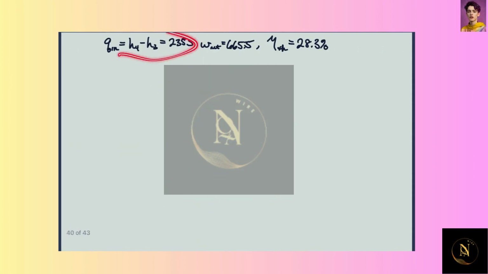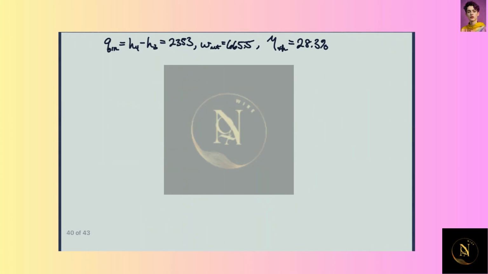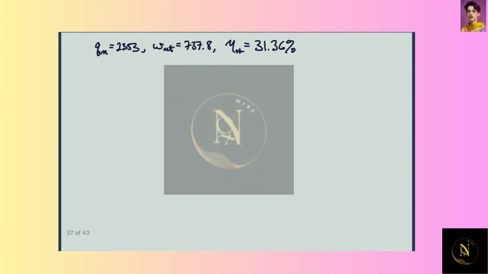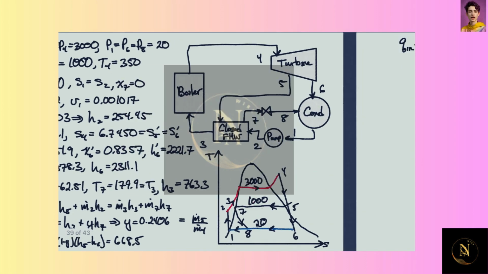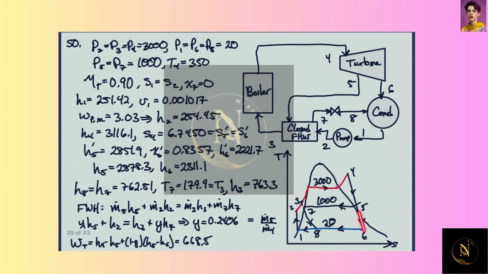Heat transfer in actually winds up being the same because H3 and H4 is the same as in problem 48. The net work is different because the work we got out of the turbine is different. The work we put in the pump is the same. So we get 665.5 kilojoules per kilogram. And so then the thermal efficiency is this divided by this, and now it comes out to be about 28.3% as opposed to 31.4%. So again, as I expected, this efficiency goes down because we have a less efficient turbine.